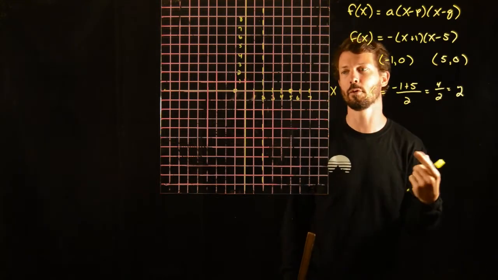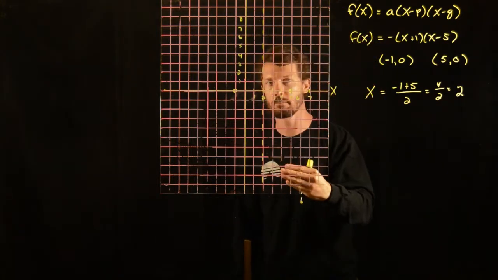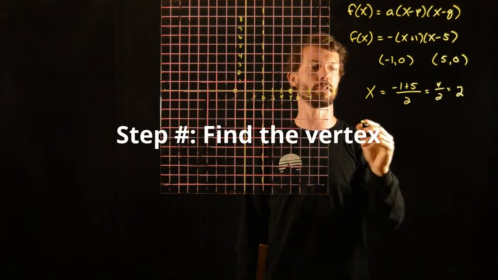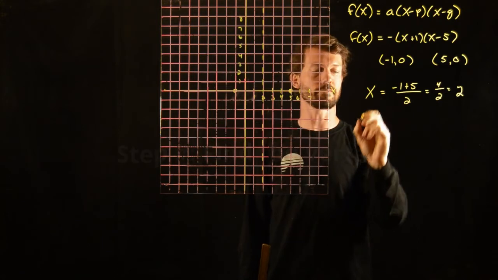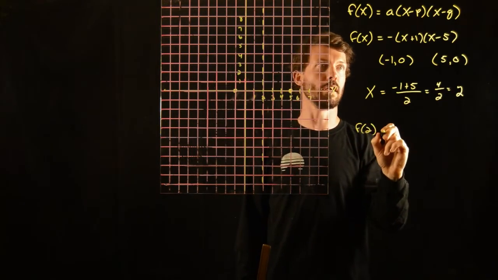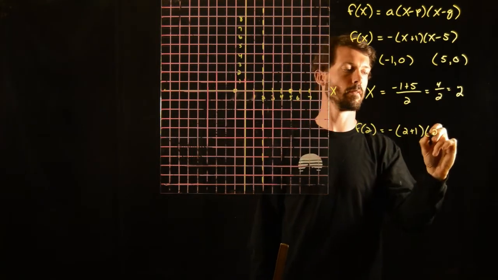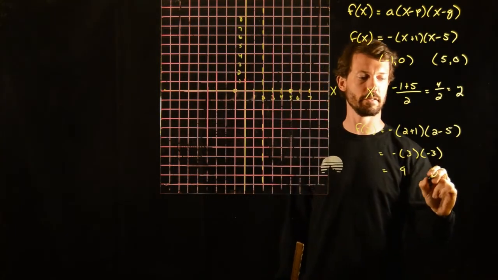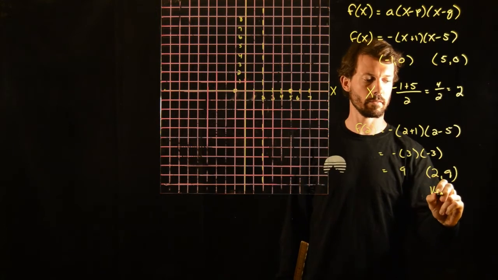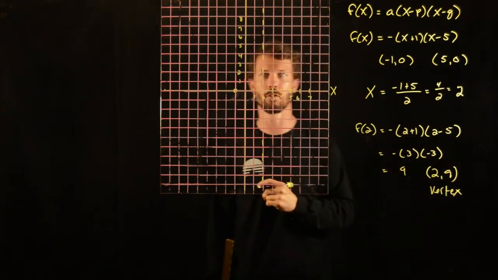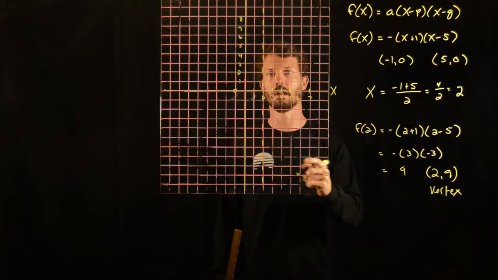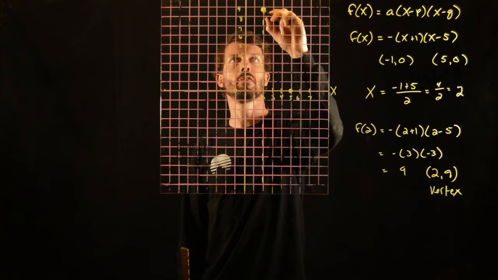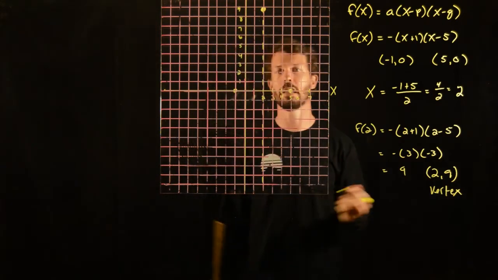The next thing we want to do, step 3, is find the vertex. You guys already know how to do that, because if we have the axis of symmetry, all I have to do is take that 2 and substitute it back in. So I know that 2 and 9 will be my vertex. Now all I have to do is plot 2 and 9. I actually didn't go up high enough, but 2 and 9 would be right here. Hopefully you guys can see that. And now we have enough information to graph.